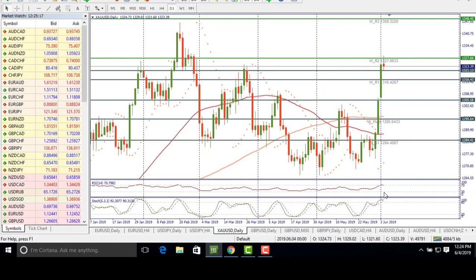If we look at indicators, we can see that RSI has entered the overbought zone, and stochastic indicator is about to form a crossover within this zone. It may provide us a short-term selling opportunity.